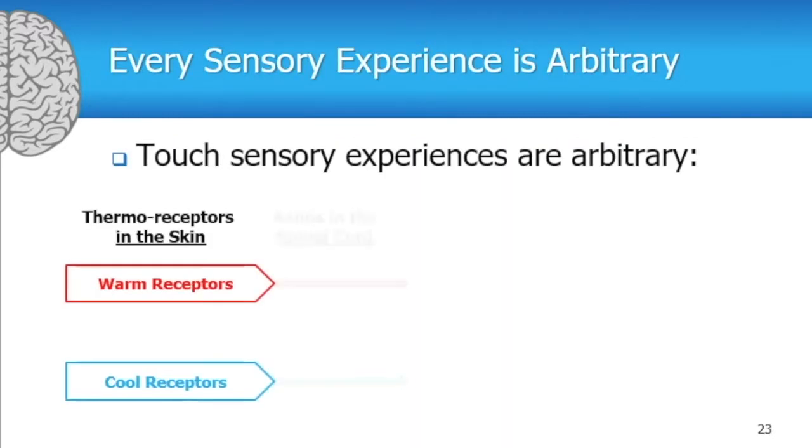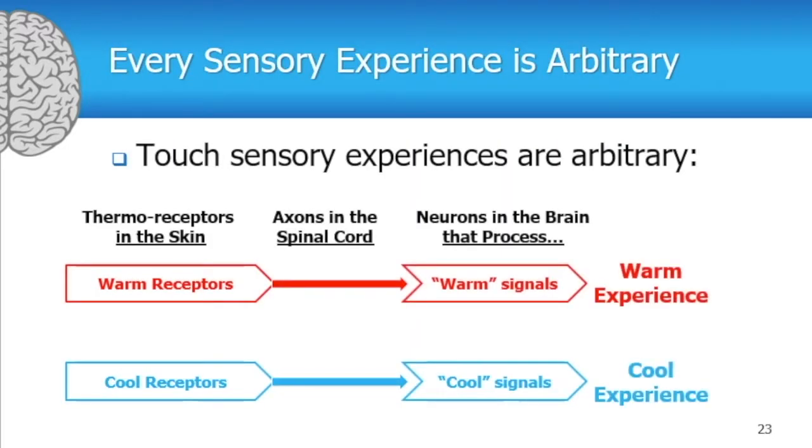When we touch a warm or a cool surface, we have a certain sensory experience that we label as warm or cool. We think those sensations somehow accurately represent the actual true temperature of the surface. What happens in our body is that signals from the warm and cool thermoreceptors in the skin travel through the spinal cord to neurons in the brain that process those warm and cool signals. This eventually results in the warm or cool sensation that we experience. These experiences have nothing to do with the actual surface we are touching.